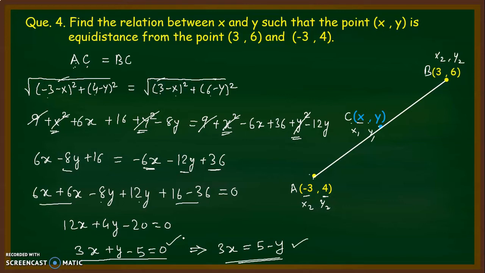So this was the first type of question, where you just put the formula for the distance between 2 points. Now see the second type of problem: identifying the collinearity of points. Collinearity means whether the given points are on the same line or not.